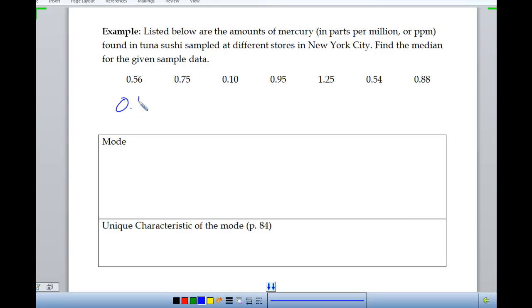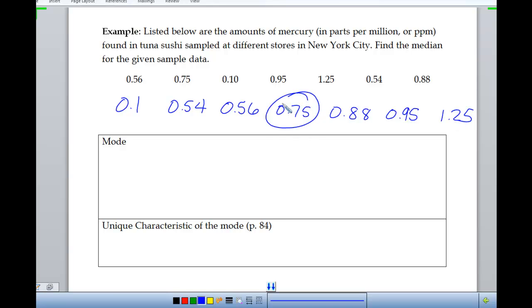If I put it in order, help me out here. Looks like we got 0.1, 0. Okay, very good. We've got them in order now. How many values do we have? 7. So to get the median, we're going to look at just the middle one, which would be number 4, 0.75. So our median is 0.75.